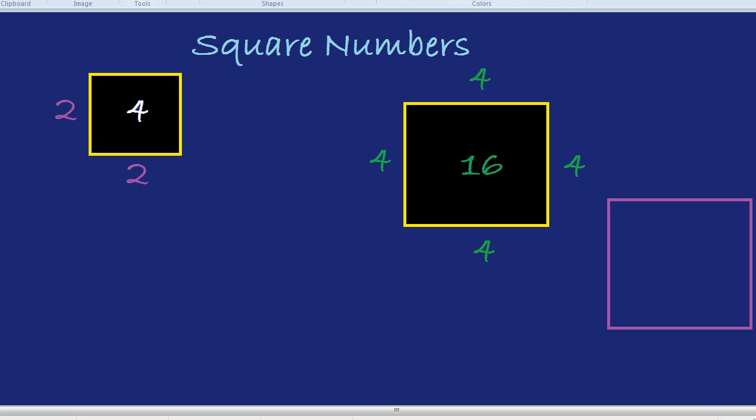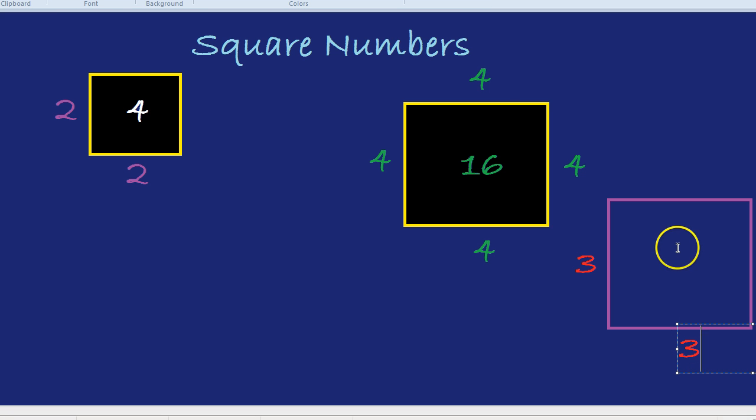Let's deal with one last square number, visually, which would be, for example, if that was a 3 and a 3. What would the area of that square be? The area of that square would indeed be 3 times 3, which is 9. So 9 is, you guessed it, a square number.